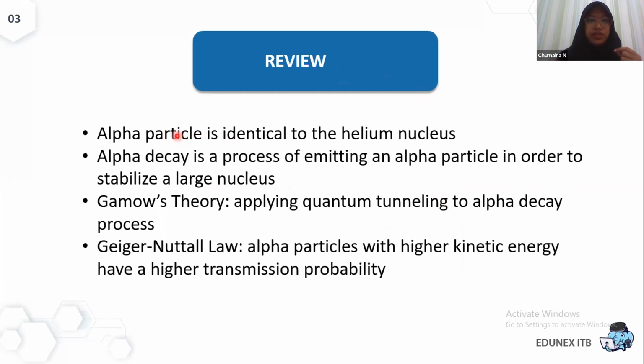Finally, the review. We learned that the alpha particle is identical to the helium nucleus. Then we learned that alpha decay is a process of emitting an alpha particle in order to stabilize a large nucleus. Then we learned about Gamow's theory, which applies quantum tunneling to the alpha decay process, in which we obtain the transmission coefficient. And finally, the Geiger-Nuttall law says that alpha particles with higher kinetic energy have a higher transmission probability, or transmission coefficient.